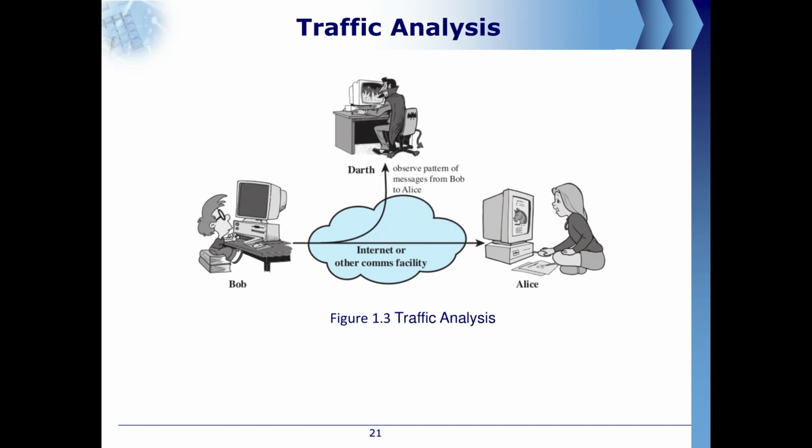Traffic analysis. In Figure 1.3, which involves traffic analysis, Bob sends a message to Alice. However, Darth engages in observing the pattern of messages sent from Bob to Alice. This implies that Darth is analyzing the flow and frequency of communication between Bob and Alice, potentially gathering information about their interaction without directly intercepting the message content.